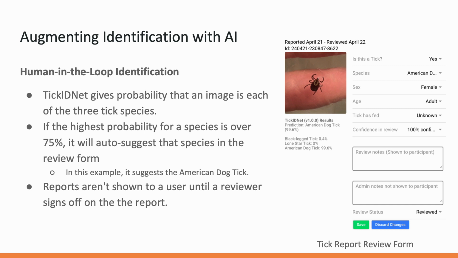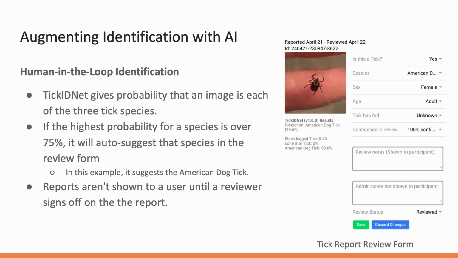In the context of machine learning, human-in-the-loop refers to including humans to help refine an AI model or the results of a model. For the tick identification system, what that means is, after a user submits a tick report, the report goes into a pending state. TickIDNet, running in the background on a server, predicts what kind of tick is in the image. If its confidence for a particular species is over 75%, then the review form autofills with the predicted species. Reviewers can then come in later and adjust TickIDNet's suggestion and release the finalized review when it's ready.